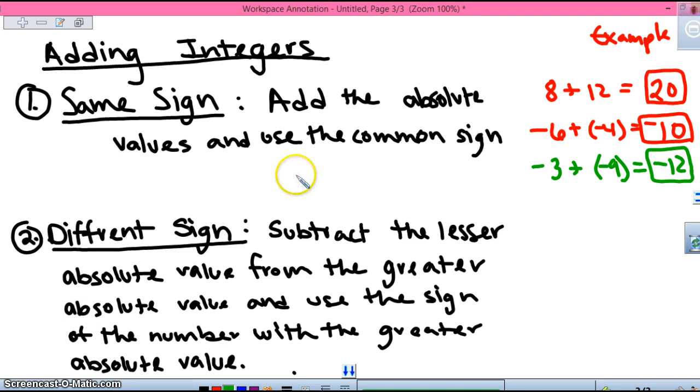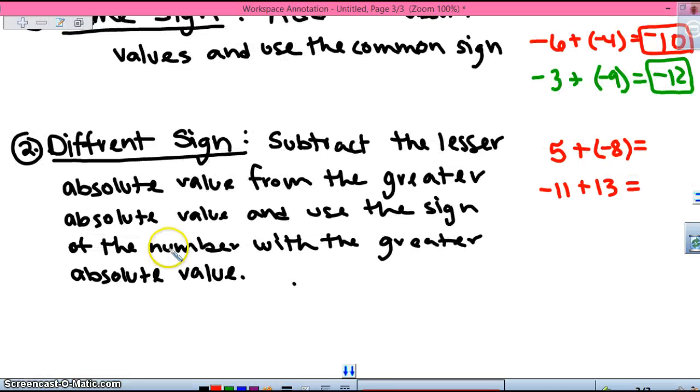To remember the rule for adding integers with the same sign, I like to use this song. Same, same, same sign, add and keep the sign. Let's all try the song together. 1, 2, 3. Same, same, same sign, add and keep the sign.